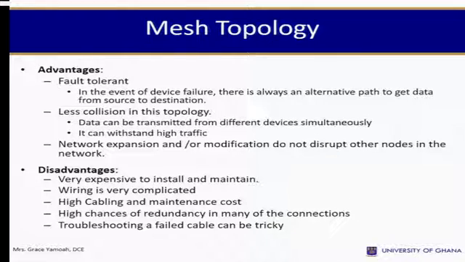The advantages of mesh topologies are fault tolerance. In the event of device failure, there's always an alternative path to get data from source to destination. Less collision in this topology. Data can be transmitted from different devices simultaneously. It can withstand high traffic. Network expansion and or modification do not disrupt other nodes in the network.